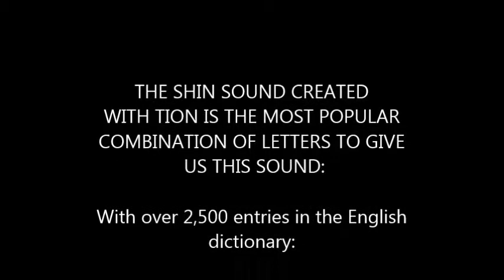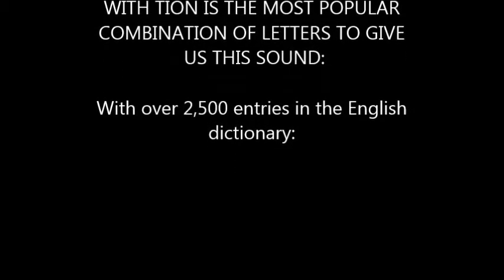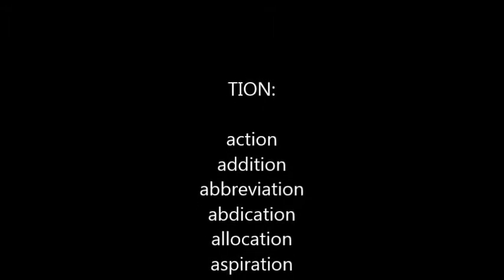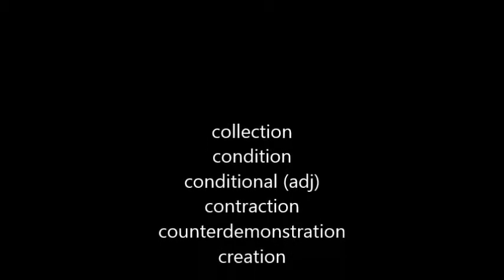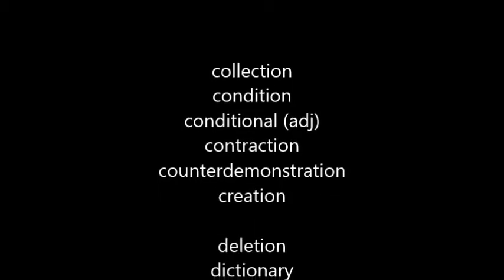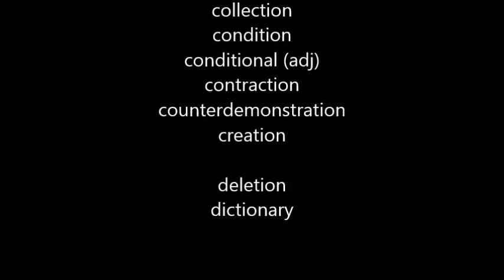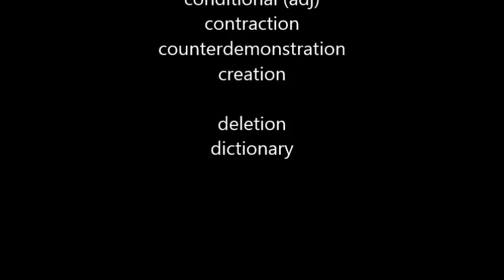So many different ways. Now the Shin sound created with TION is the most popular combination of letters to give us this sound. There are over 2,500 entries in the English dictionary. I'm going to pronounce some of the more popular ones for you. Action, addition, abbreviation, abdication, allocation, aspiration, beautification, benefaction, benediction, collection, condition, conditional. When we're adding AL to the end, we're turning that noun there into an adjective. Contraction, counter demonstration, nice long one for you there. Creation, deletion, dictionary. Of course, you can also have diction.